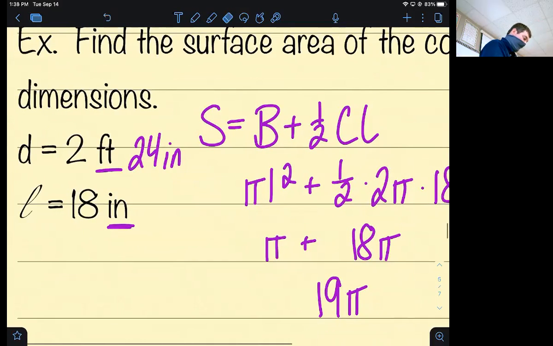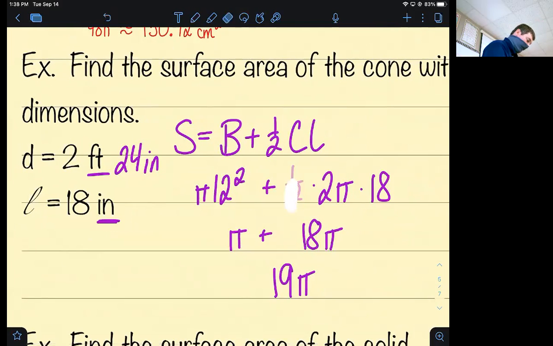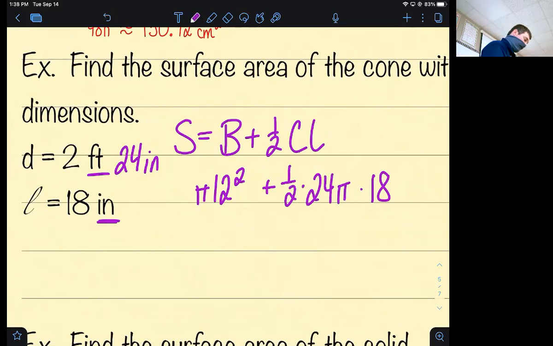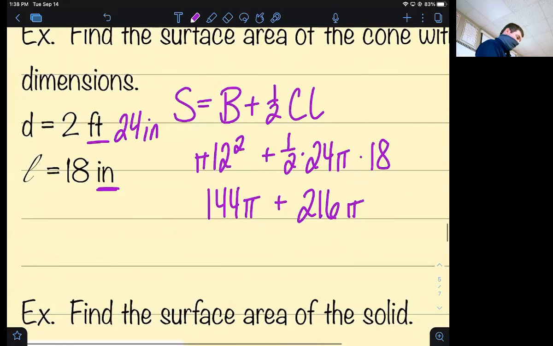The radius is going to be 12 squared. We need to go back here. I don't know why I erased the 1/2. The circumference is going to be 24 pi. What's 12 times 12? Half of 24 is 12, so I have to do 12 times 18. 216. Is that right? Yep. And then add 144 to that. And that's going to be 360 pi.